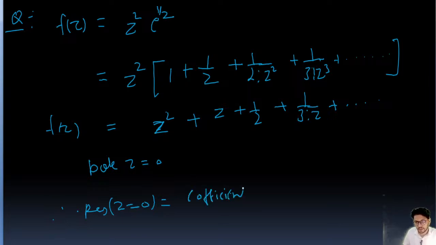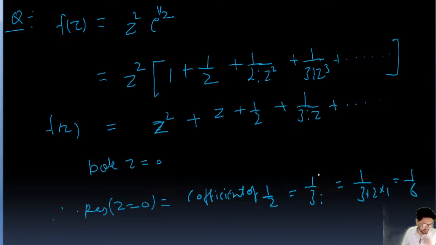The coefficient of 1 upon z is 1 upon 3 factorial. 3 factorial means 3 into 2 into 1, so that is 1 by 6. So 1 by 6 is the answer, guys. Very simple. Next question.